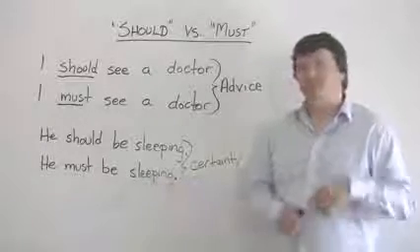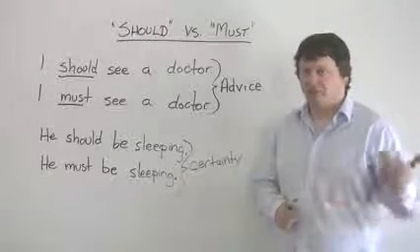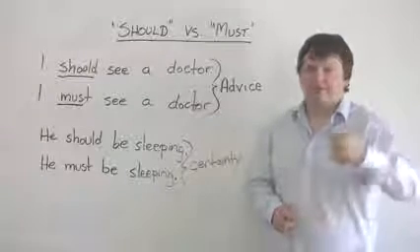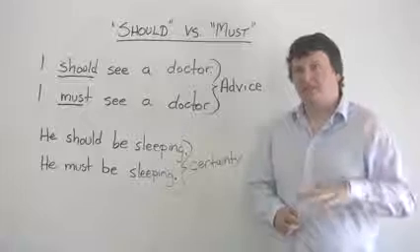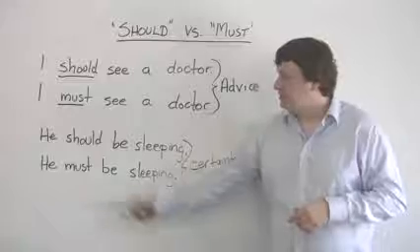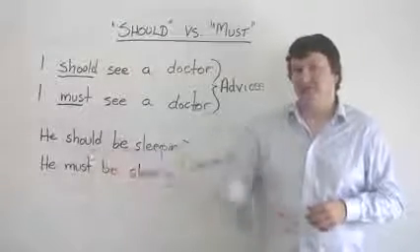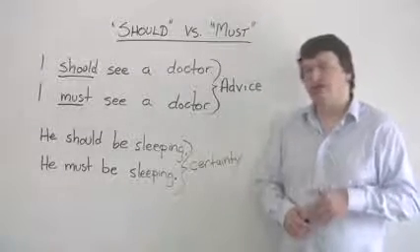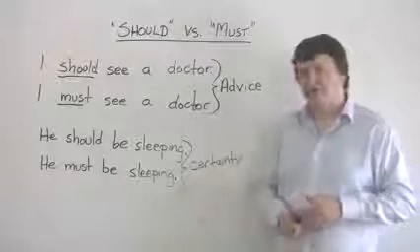So, for example, if your best friend does not come to class, and I ask you, where's John? You say, he must be sleeping. Okay, maybe he went partying last night, he had a very late night, and this morning he did not come to class because he is sleeping. So your degree of certainty with must is much higher than should. Okay? So once again, you can use should and must either for advice or for certainty.